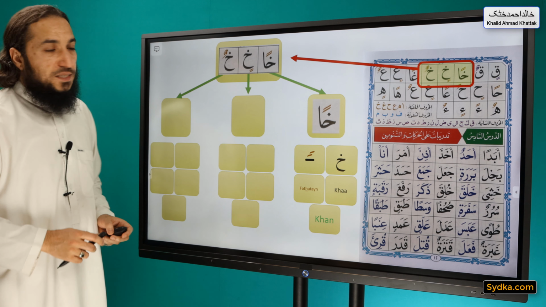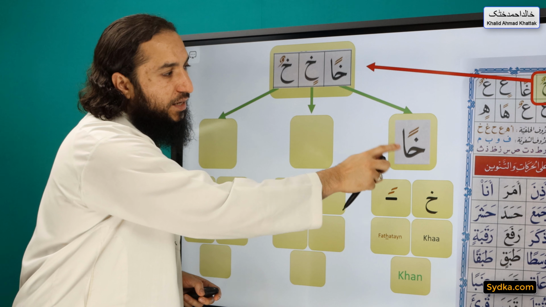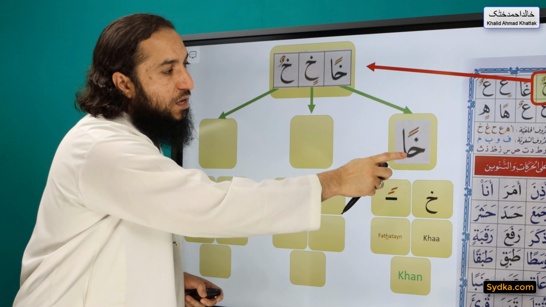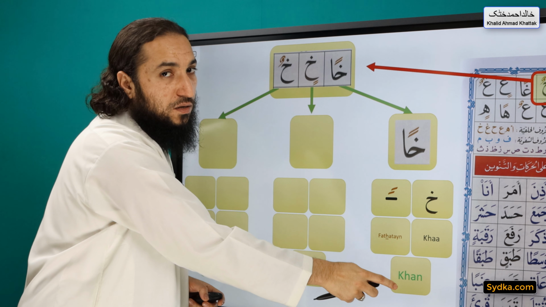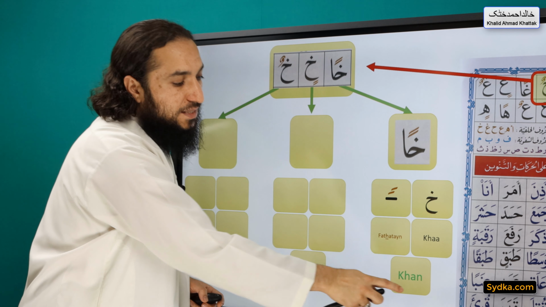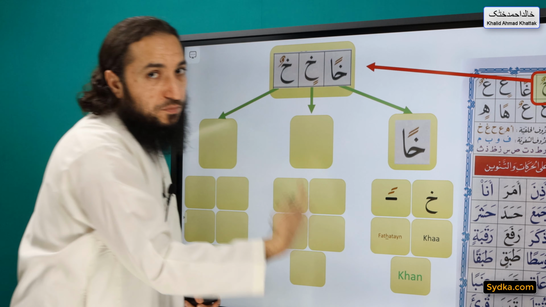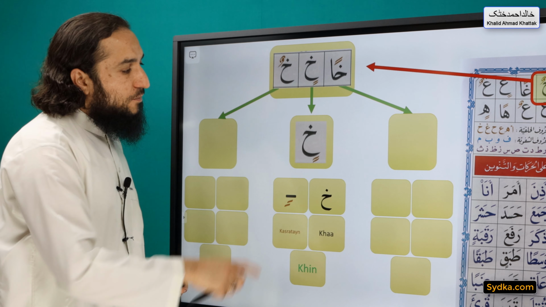So the first letter is Kha. Kha fathatain, and the alif next to it is silent. Kha fathatain khan. Kha fathatain khan. So the fathatain sound, the an sound is produced because of fathatain.